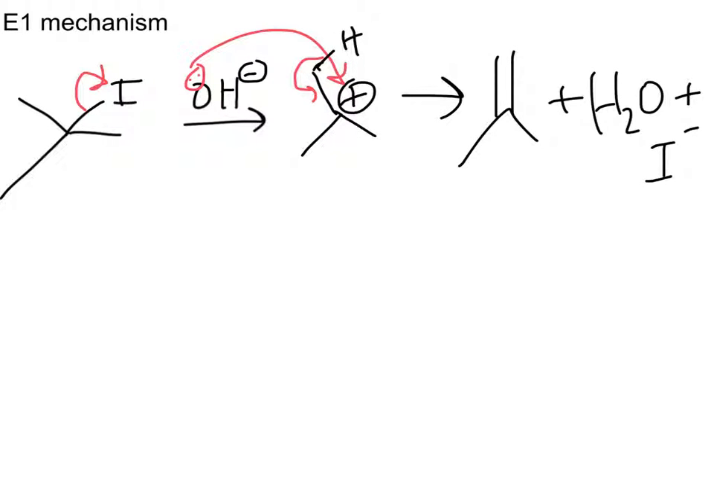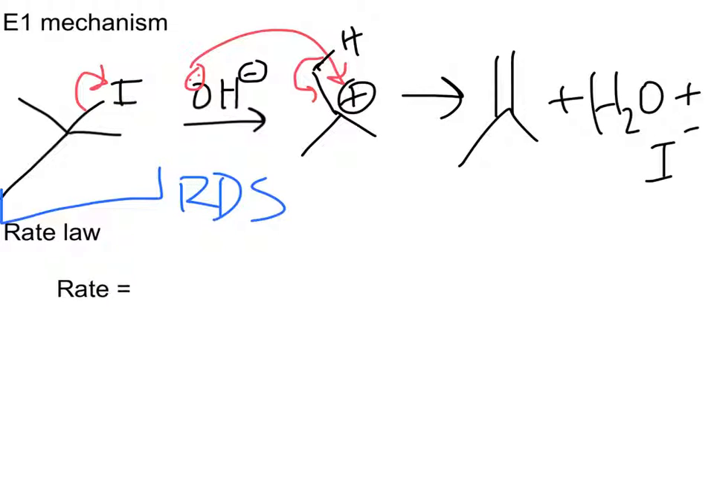Now we can go ahead and try to find the rate law. For E1 mechanisms, the first step will always be the rate determining step because it is the slowest one. So if you think about it, it takes a lot more energy to go from a neutral atom to two charged particles. Thus, the first step is the slow step, and this is only involving the alkyl halide. So the rate law would be k times the alkyl halide.